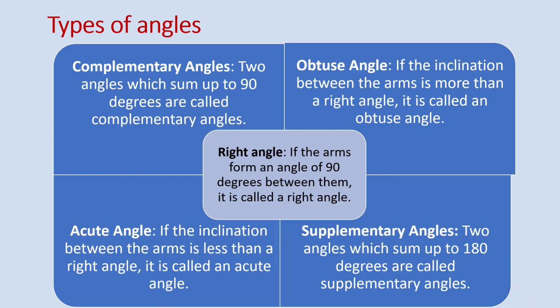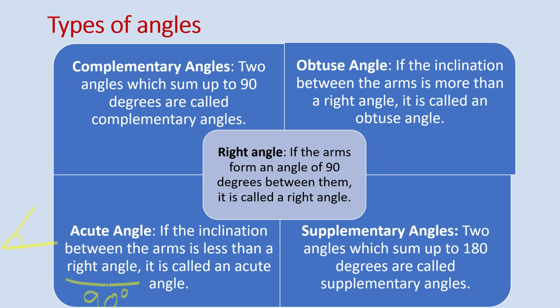Now next, let's see different types of angles. First we have the acute angle. An acute angle is when the inclination between the two arms is less than a right angle. Now what is a right angle? A right angle is 90 degrees. So if this is the first arm and this is the second arm, and the inclination between these two is less than 90, then we can call it an acute angle. It should be less than 90 and greater than 0.